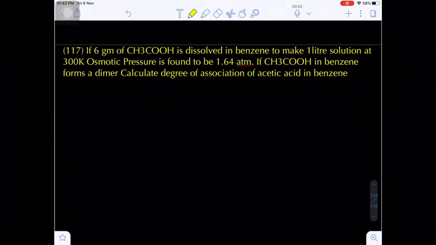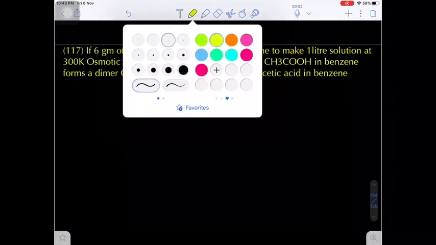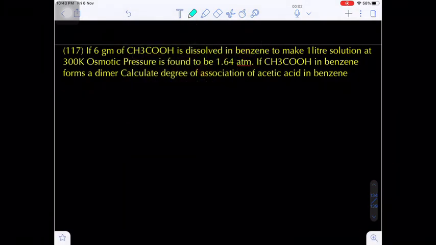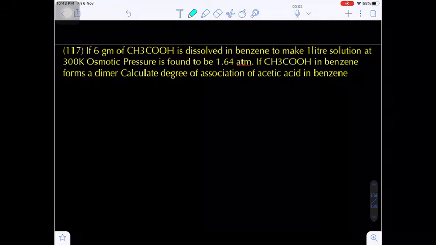Okay. Now question number 117. In question number 117, 6 grams of acetic acid is dissolved in benzene to make 1 liter solution at 300 Kelvin.